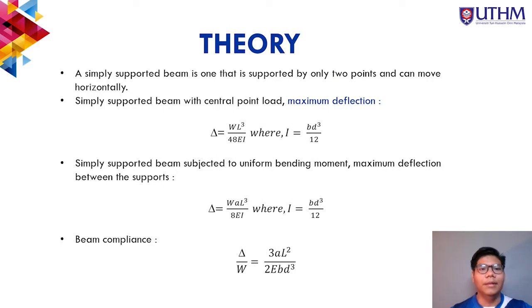A simply supported beam is one that is supported by only 2 points and can move horizontally. Here, for the simply supported beam with central point load, the maximum deflection is what is shown in the presentation. And then the simply supported beam subjected to uniform bending moment, its maximum deflection between the supports is there. And next is the formula of the beam compliance.